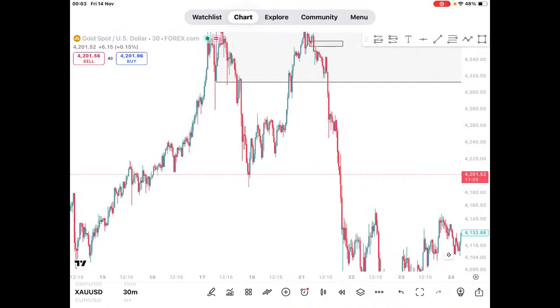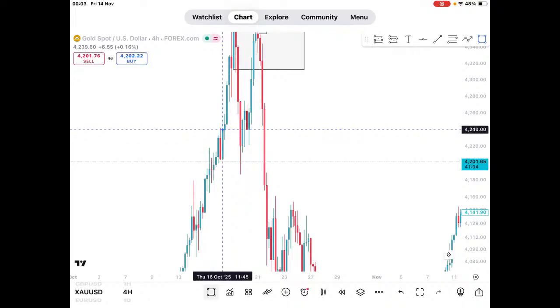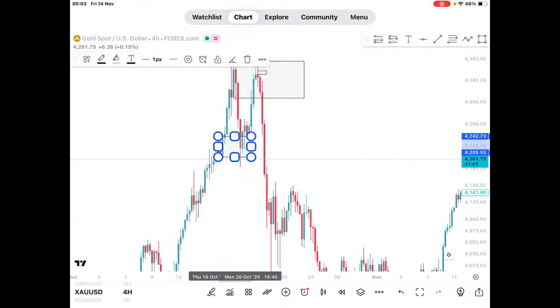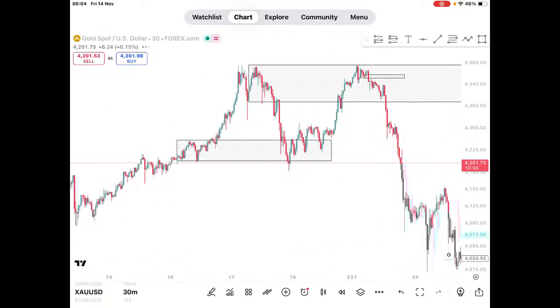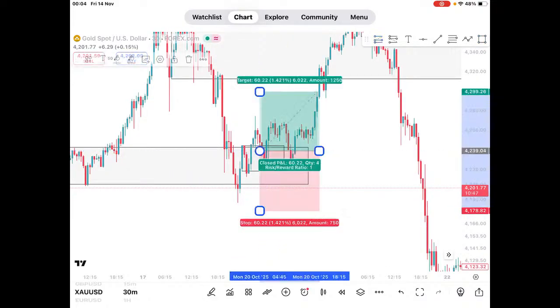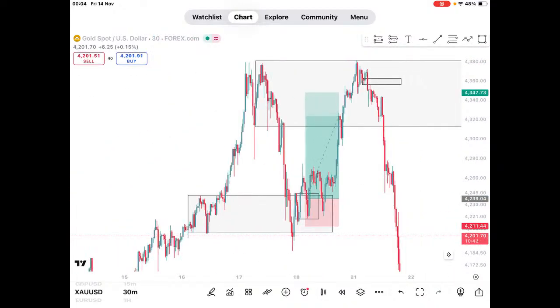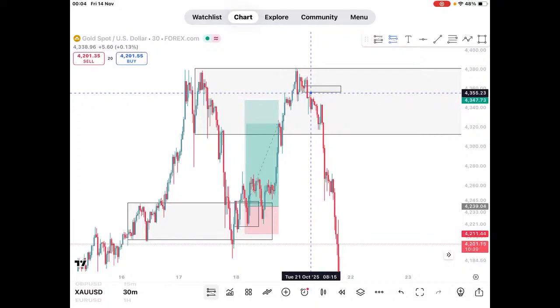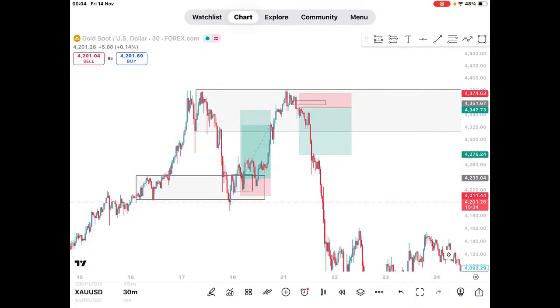So for example, let's see in the 4-hour demand area. Look at here. This is our 4-hour buy zone, right? This is our buy zone. Now let's see what it does in the 30-minute. This is our EF, right? Supply has failed. So what we do, we try to enter here, 1:3. We try to take it like this and like this. This is our entry. It's as simple as that.